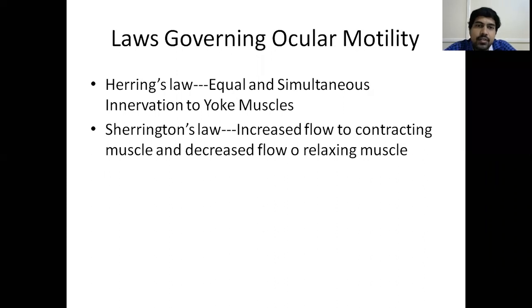So the next one is Sherrington's law. It states that increased flow to the contracting muscle causes decreased flow to the relaxing muscle. Sorry for the typing mistake.